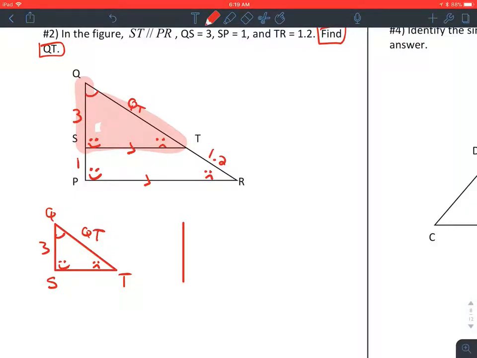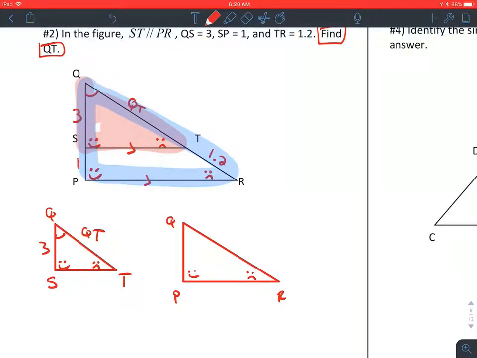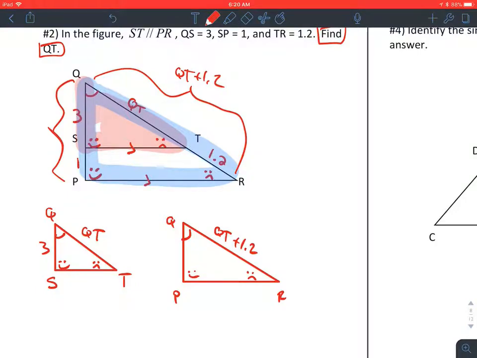Now I'm going to draw this big triangle. So we got Q, P, R, frowny face, smiley face, 1 arc. We don't know the length of the bottom side PR. We do know the length of this side. It's QT plus 1.2. We know the side that's length QP. It's 3 plus 1, which is 4.